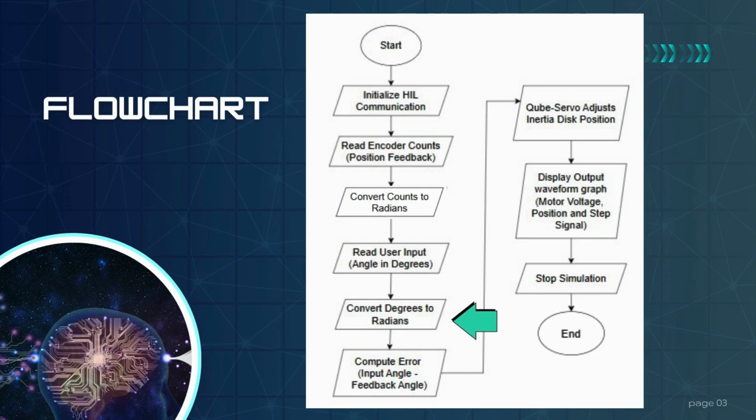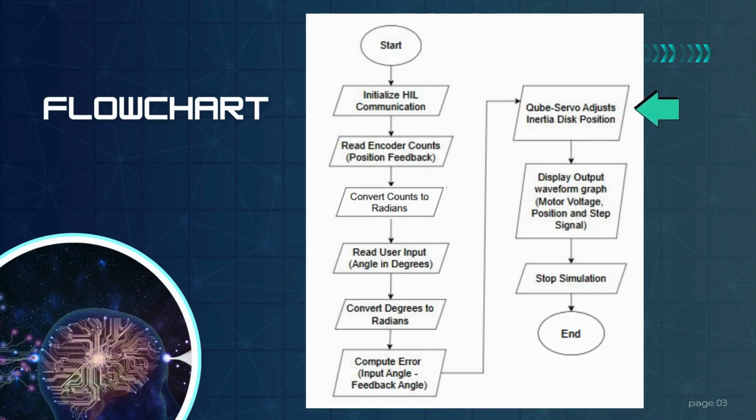Now that both the input and feedback are in radians, the system will compute the error, that is the difference between the desired angle and the actual angle. This error value tells the system how far off the current disk position is from the target. A larger error means a greater distance to cover, while a small error means the disk is close to the desired position. Using this error, the Qube Servo motor automatically rotates the inertia disk toward the desired angle.